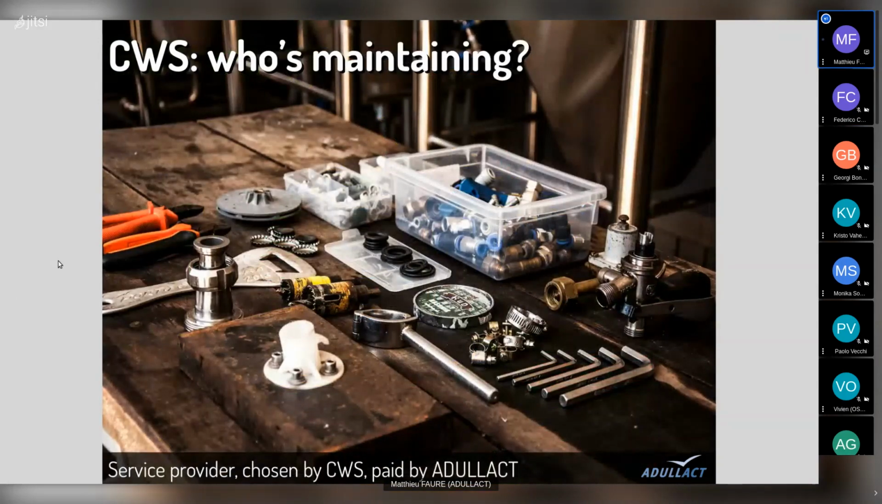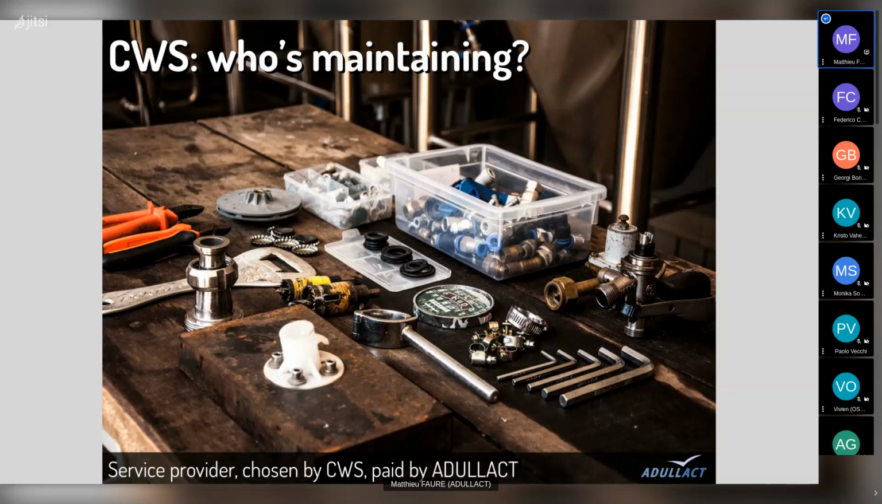Then next, who is maintaining the software we are talking about? That point is important. A service provider is chosen. It is chosen by the workshop itself. It is not chosen by Adullact. It is chosen by the workshop, the people in the workshop, and it is paid by Adullact. Those 2 points are highly important because on those 2 points we had a lot of issues when we were not doing that.